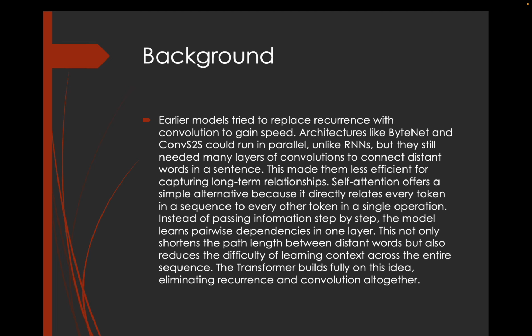Self-attention offers a simple alternative because it directly relates every token in a sequence to every other token in a single operation. Instead of passing information step by step, the model learns pairwise dependencies in one layer. This not only shortens the path length between distant words but also reduces the difficulty of learning context across the entire sequence. The transformer builds on this idea, eliminating recurrence and convolution altogether.